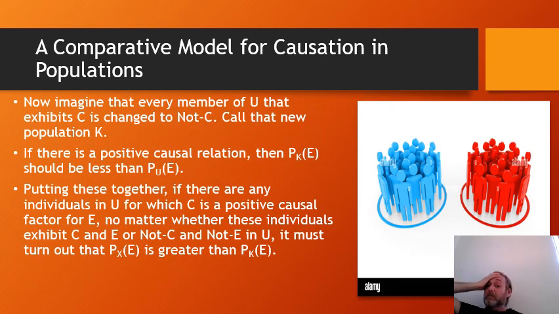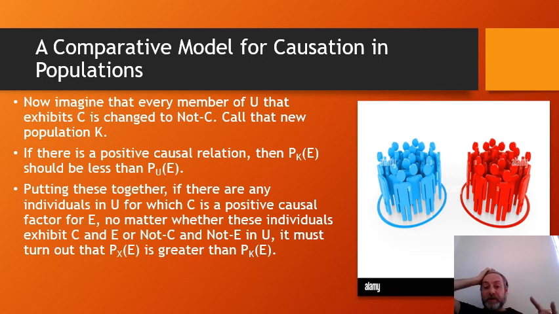Now let's imagine another manipulation to our population U, right? Let's suppose that we changed all the C's to not C's so that now all of a sudden all the smokers are non-smokers. So again, if there's a positive causal relation between C and E, then you should expect fewer cases of cancer in the new population where no one smokes, right?